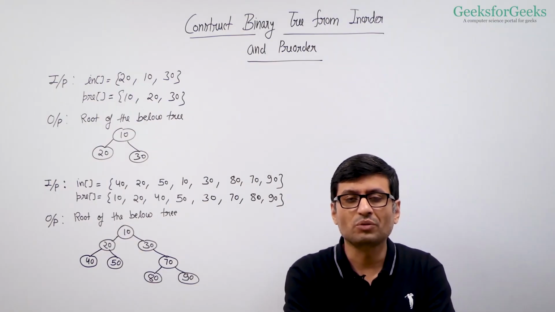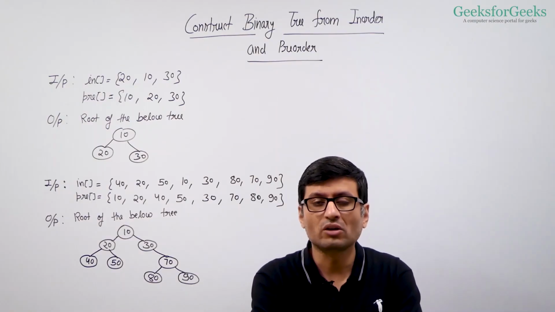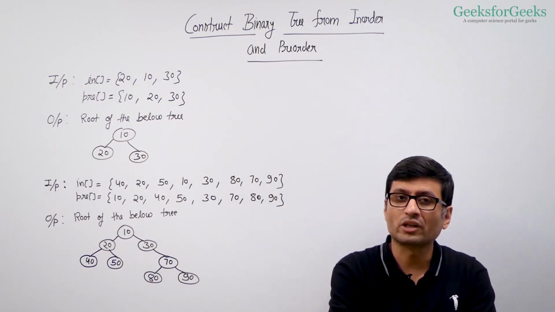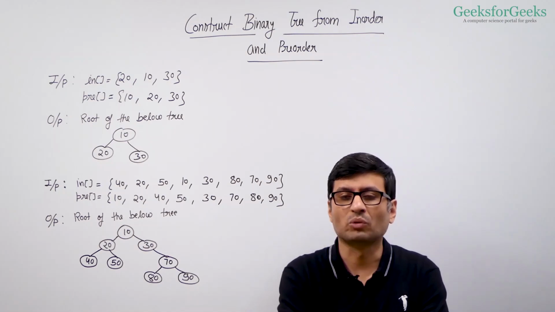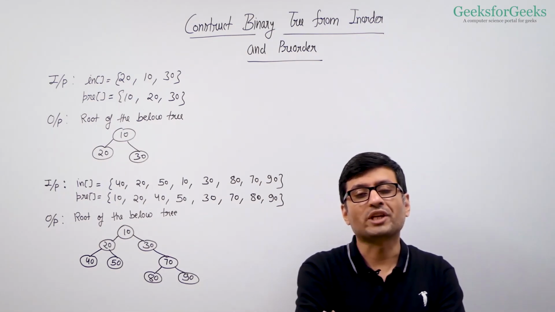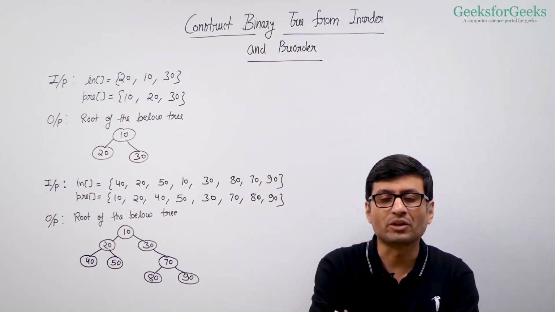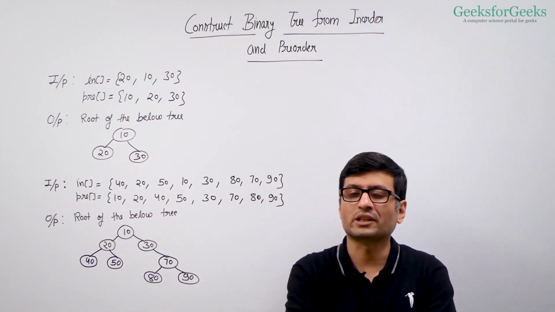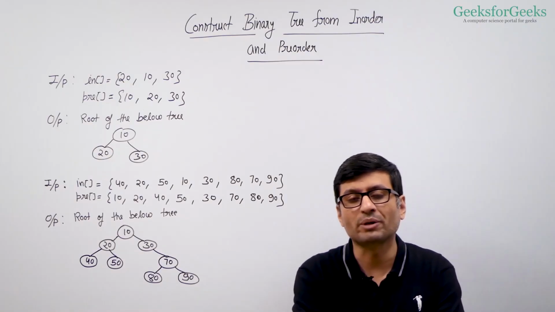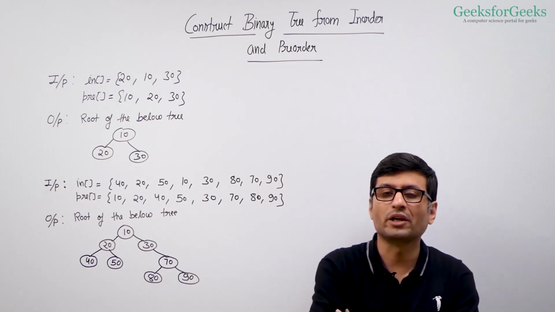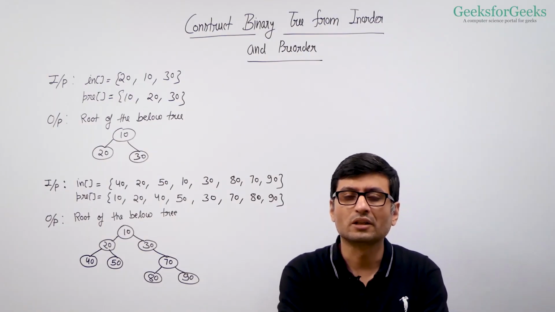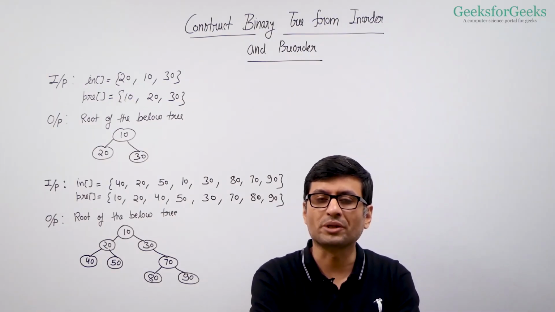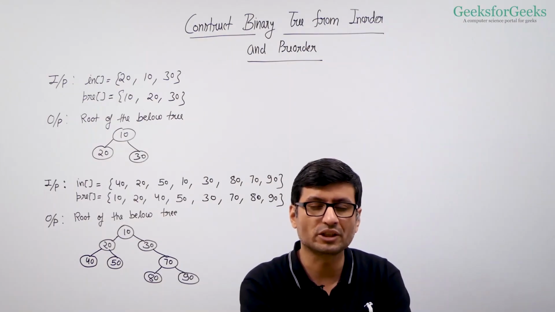Please note that we can construct a binary tree only when in-order traversal is given and one more traversal is given. So we cannot construct a binary tree from pre-order and post-order traversal. We can construct it only from in-order and pre-order combination or in-order and post-order combination. In this question, we are given in-order and pre-order combination, so we can construct the tree.